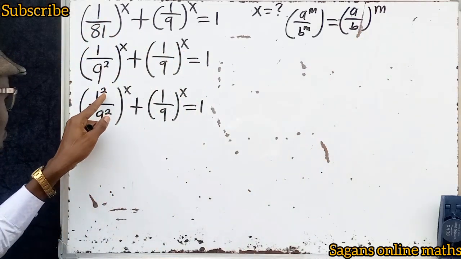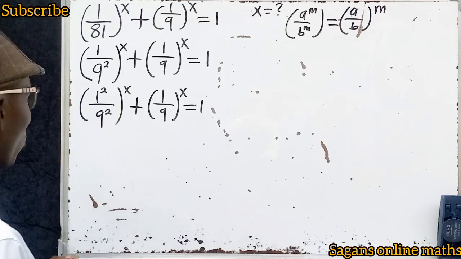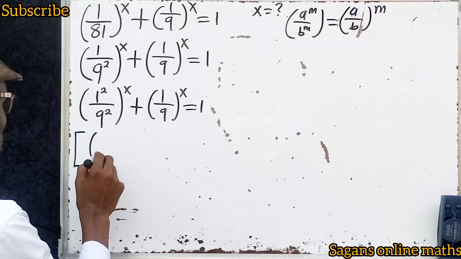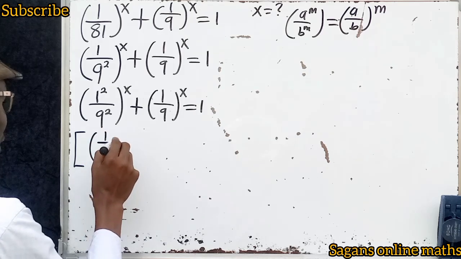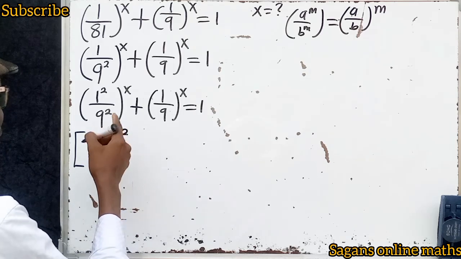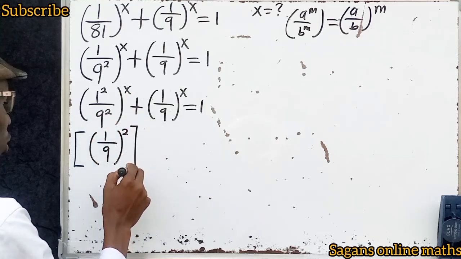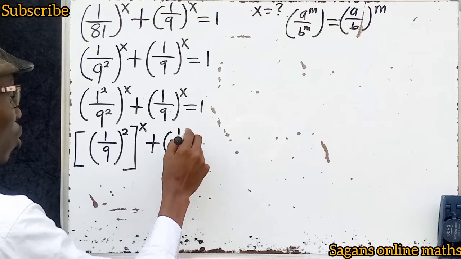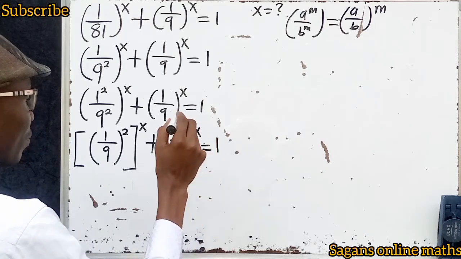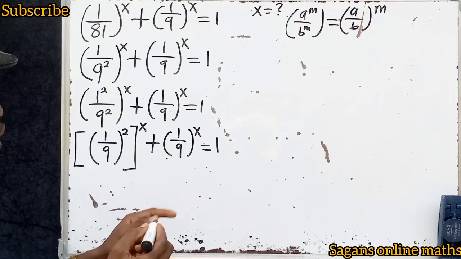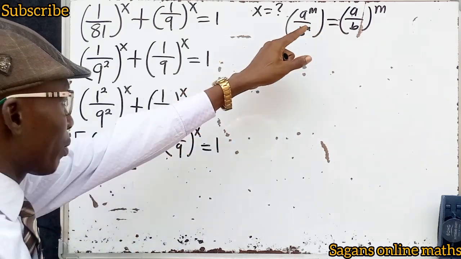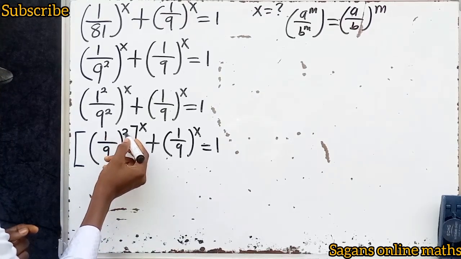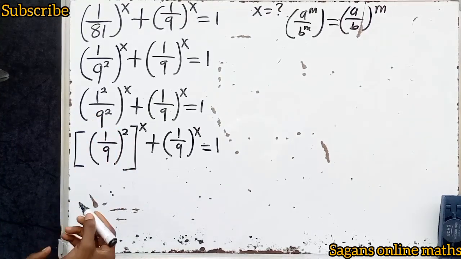You can see that we're having 2 here, which is the power, and having 2 here. So we are not wrong if we write this as bracket, (1/9) all to the power of 2, and remember that the exponent here is x. Then plus (1/9) all to the power of x equals 1. Wow, this is amazing. We are obeying the properties of indices. That means this 2, which is the power, is affecting this 1, also affecting this 9.